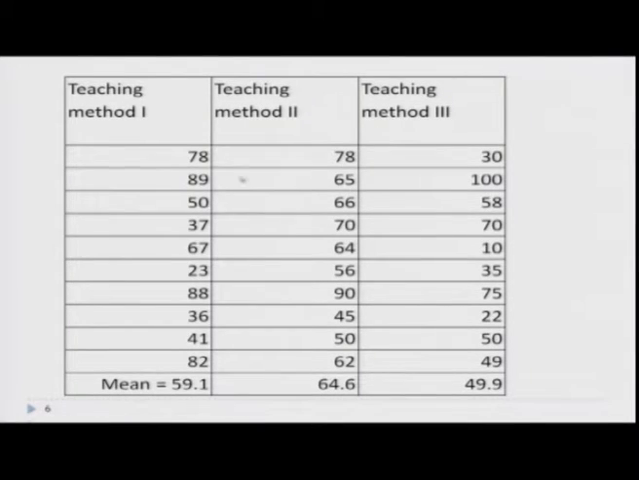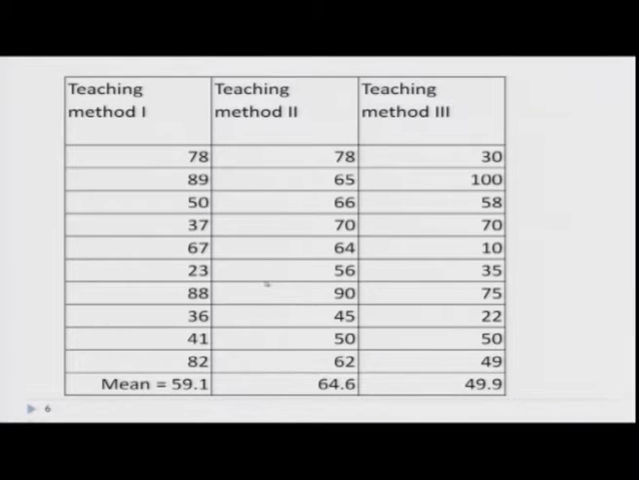So, at the end of the experiment, 10 students in group 1 get these marks: 78, 89, 50, 37 and so on. The mean of this group is 59. In the second group, teaching method 2 is used, and the marks of the students at the end of the experiment are 78, 65, 66 and so on. The average of them is 64.6. In the third group, where teaching method 3 is tried, their marks are 30, 100, 58, 70 and so on. And here the arithmetic mean of the group is 49.9.